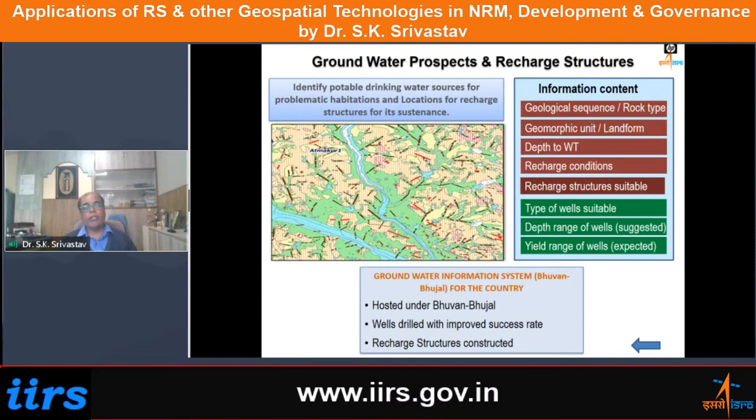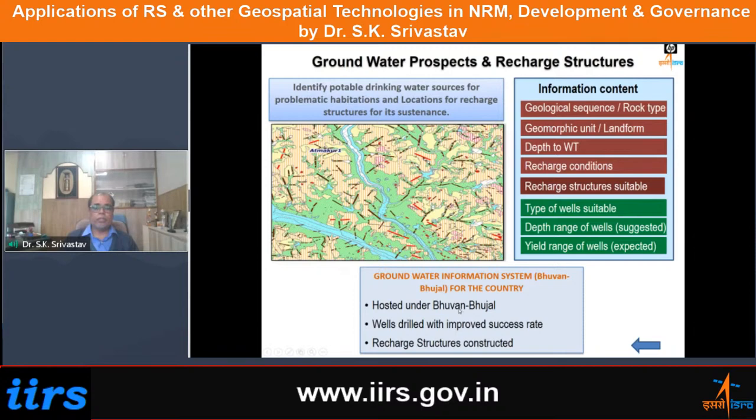So these groundwater prospects maps have served a very important purpose for solving the drinking water problems in most parts of the country. Also, let me share with you that all these maps, the groundwater prospects information, are made available in the public domain, and they are hosted in the Bhuvan portal of ISRO, which is a portal hosted by the National Remote Sensing Centre at Hyderabad, one of the ISRO centers.